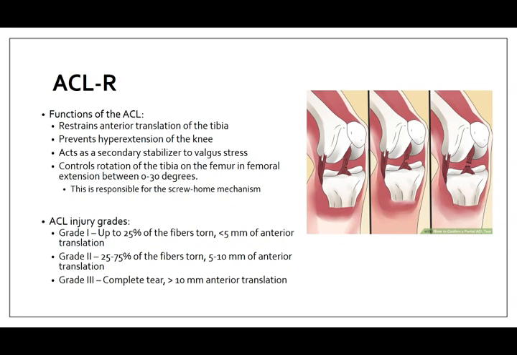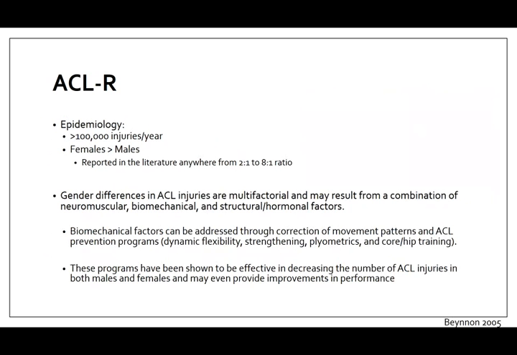As far as ACL injury goes, you can have 3 different grades. Up to 25% of the fibers torn, or if there's less than 5 millimeters of anterior translation, you're a grade 1. Grade 2 is between 25 to 75% of the fibers torn, a 5 to 10 millimeter translation, and then grade 3, it says complete tear, but I'd assume anything over 75% we would consider a complete tear just due to the destruction of that tissue, and then greater than 10 millimeter anterior translation.